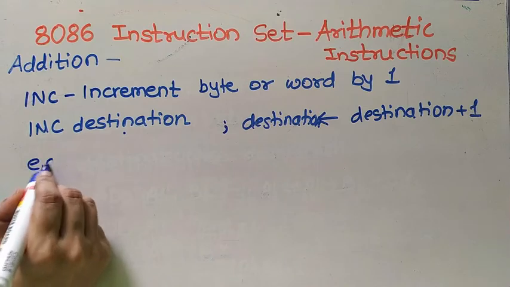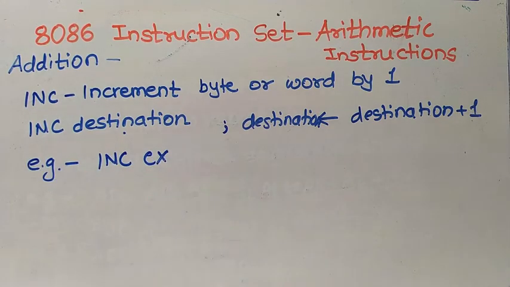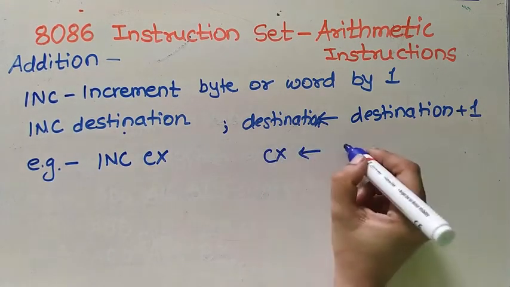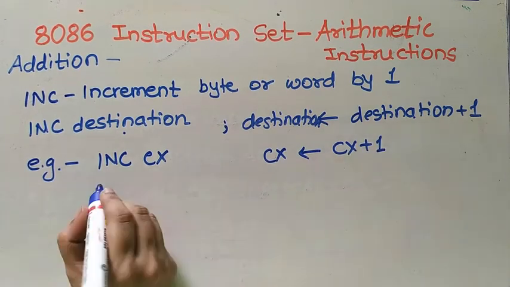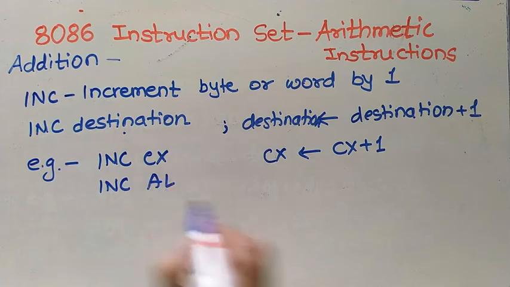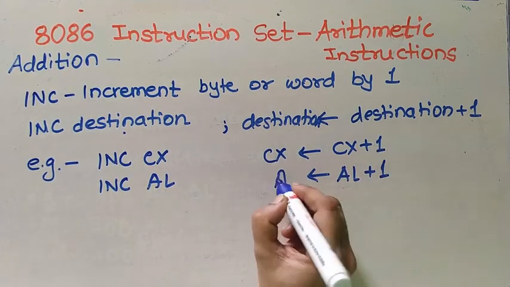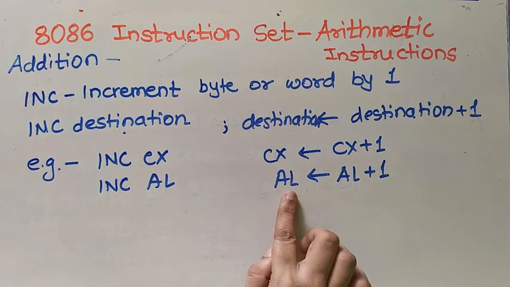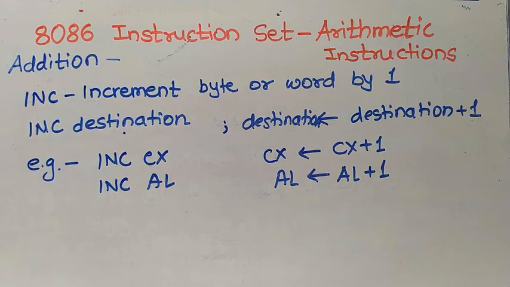Let's see the example INC CX. Here the result is stored in CX and that result is CX plus 1. Similarly INC AL. In the contents of AL, 1 is added and the result is stored back into AL. That means the contents of AL are incremented by 1 in case of this INC instruction.